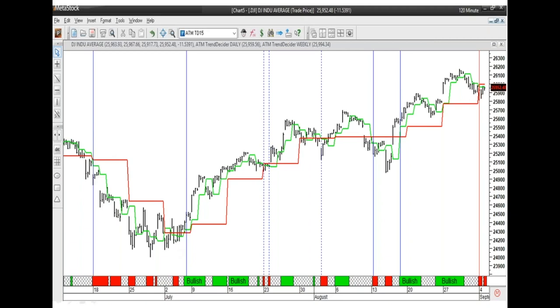You've got three solid months of data where you've seen ups and downs. You got the breakout on the upside. Why have I marked that there? Price is above daily. Price is above weekly. When I say close is above daily and weekly, and the green line is above the red, the trend decider daily is above the trend decider weekly, which makes it a buy.